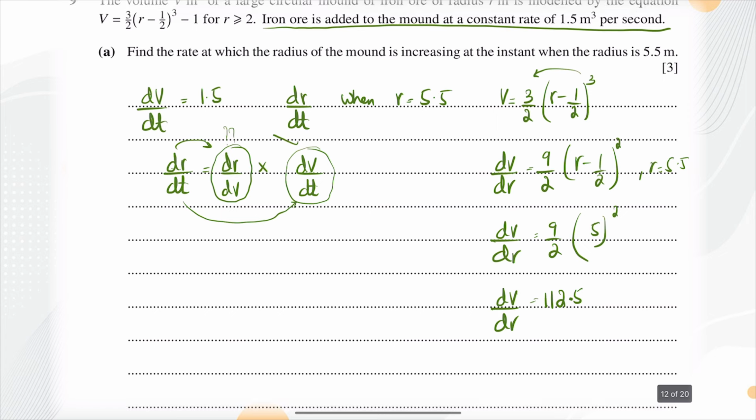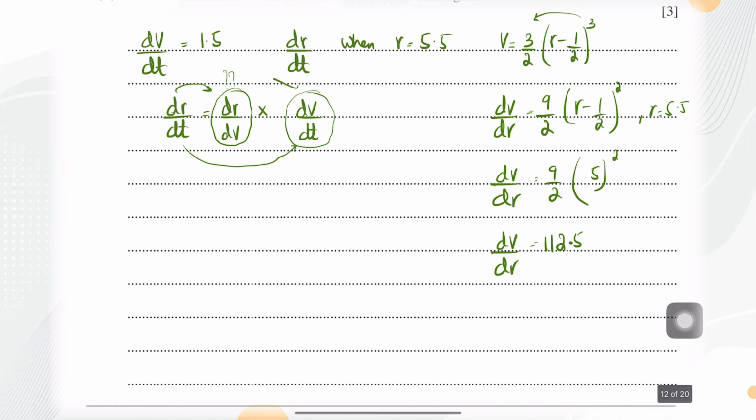So why do you need to change it? Because in the chain rule, what do we have? We have dr upon dv. And what we have found is dv upon dr. Get it? It's like cross multiplying. Don't you have to reciprocate it? Yeah, we have to reciprocate it. That's what I'm saying.